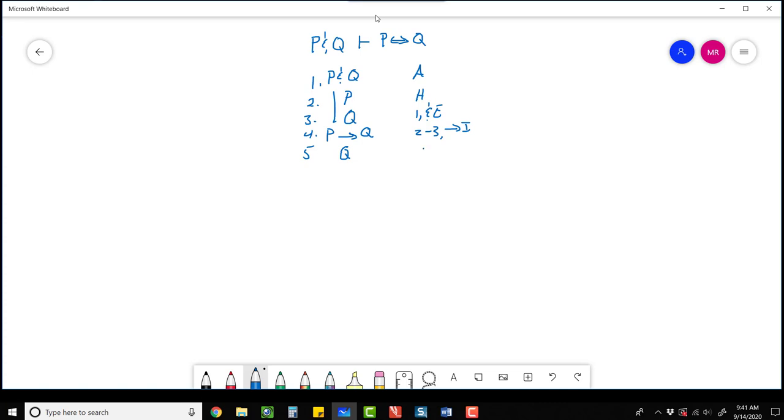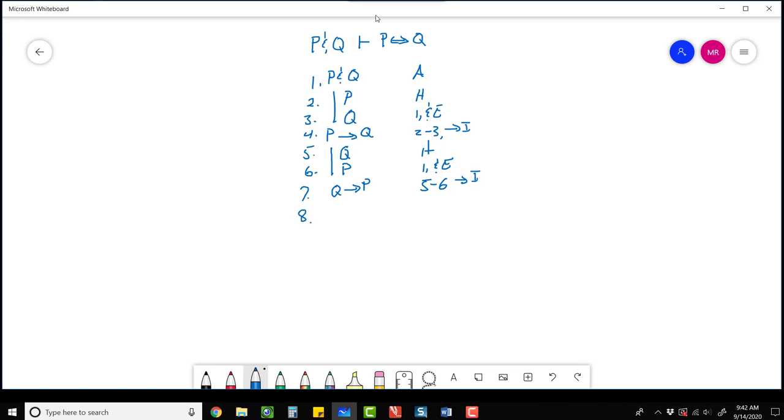So hypothesize Q, and then we just do the same thing. We do P by 1 and conjunction elimination. Notice that we didn't do that P, right? Because that is no longer available to us. Okay, and then we assert if Q, then P, drop a line, 5 through 6, conditional introduction.